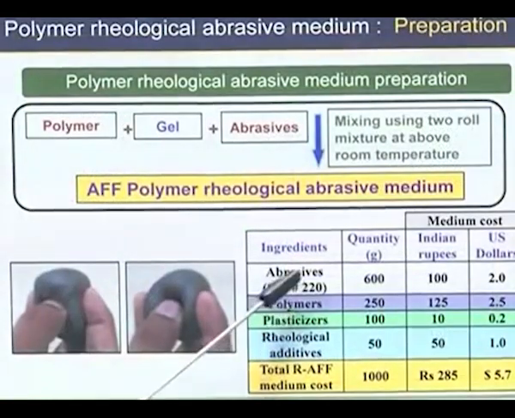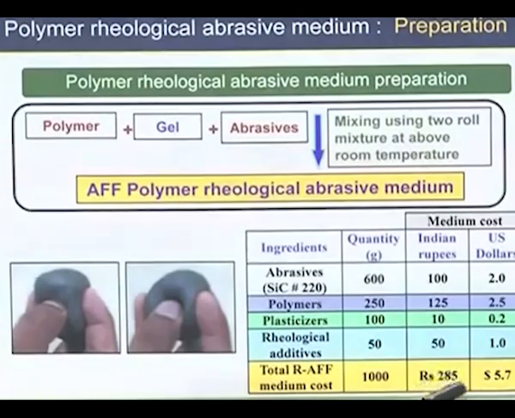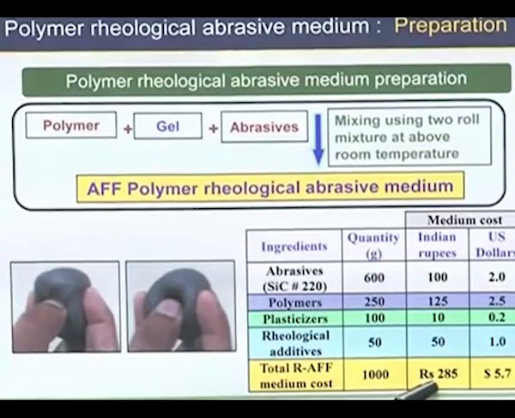This is the cost table that we have prepared. Our in-house medium comes to approximately $6, whereas the commercially available polymer rheological abrasive medium is 5 lakh rupees, and in the present case it is only approximately 300 rupees.